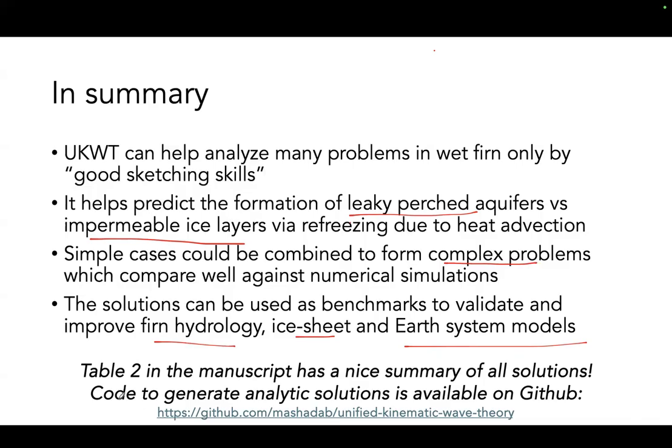Lastly, I want to say that table 2 in the manuscript has a nice summary of all solutions. Please refer to that actively. And all the codes to generate the analytic solutions are available on GitHub at this link. I will give the link in the YouTube video.